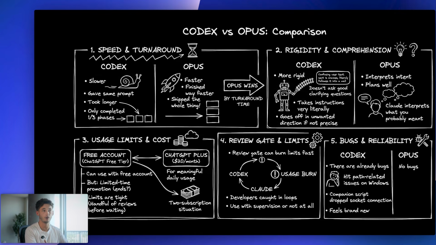Now fifth, there are already bugs. I am on Mac and I've already hit path-related issues with the plugin. The companion script dropped the socket connection on me during a long review. So it is brand new, and it feels brand new in some aspects. Keep that in mind.